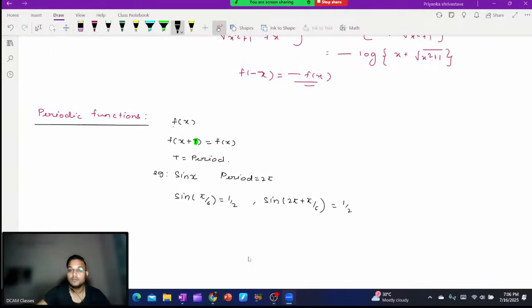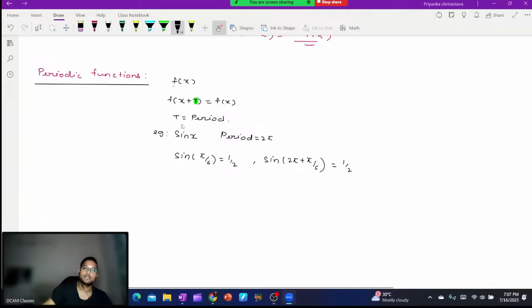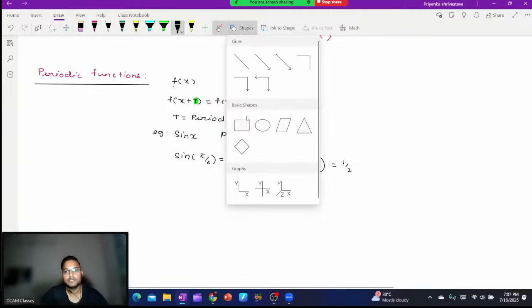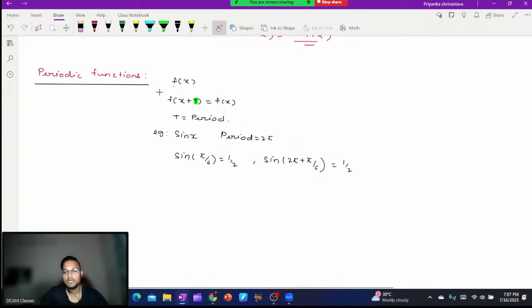Acha, here also different kinds of things are there. Now let me tell you the periods of different functions, and then I'll tell you how to find the period of combined functions also. You understood the definition, na? Radhika and Haripriya? What are periodic functions? Okay.